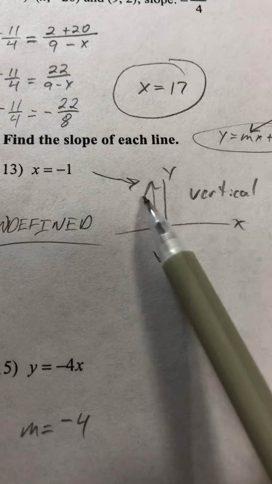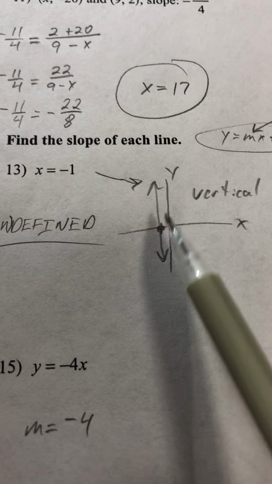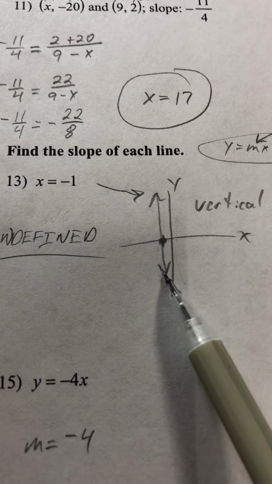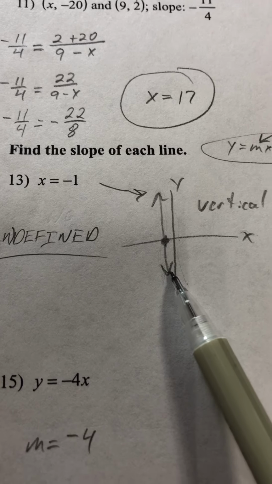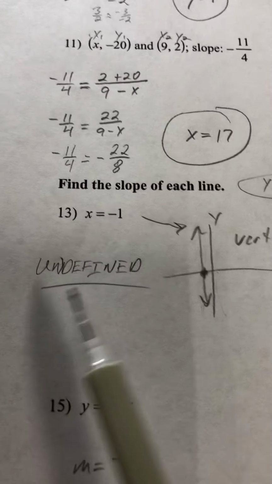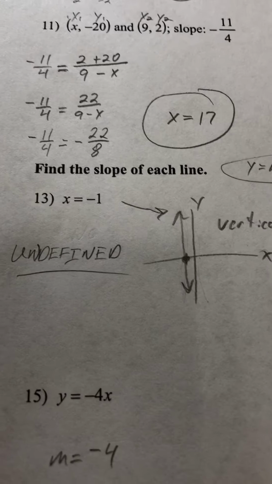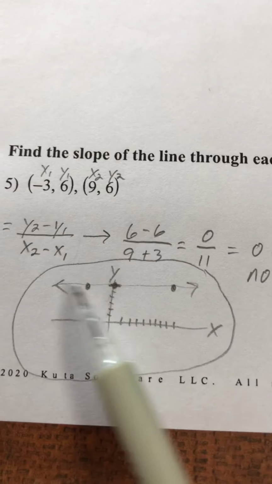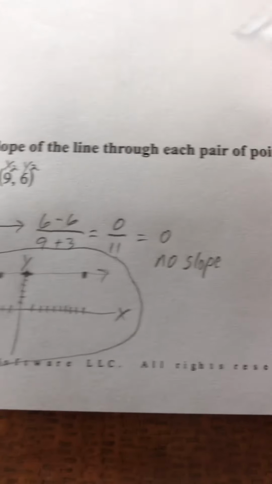here's my x-axis, here's my y-axis. I go to -1. No matter what y equals, x is always -1, right? That's a vertical line. If it's a vertical line, it's undefined. So that's called an undefined slope. No slope, remember, was from back on number 5, where it's a horizontal line. Horizontal lines have no slope.